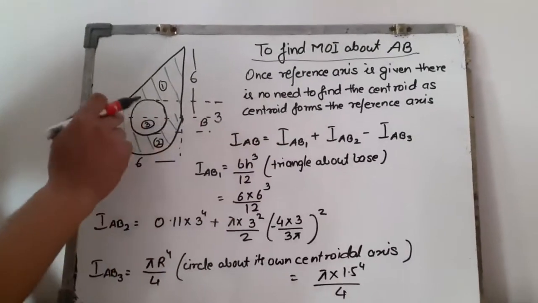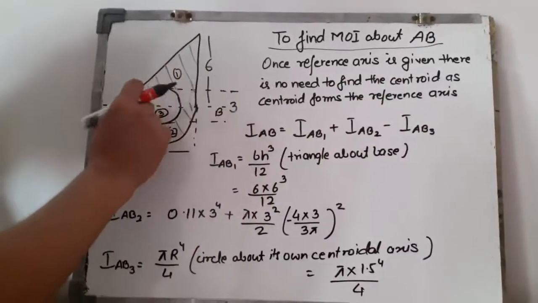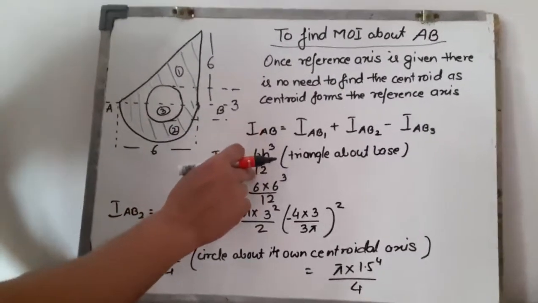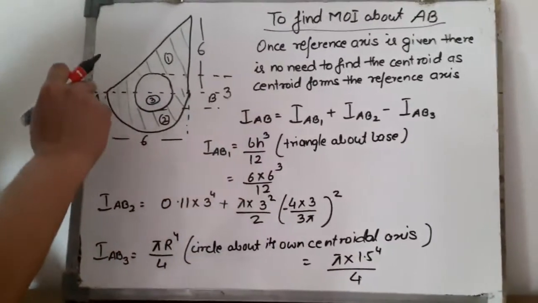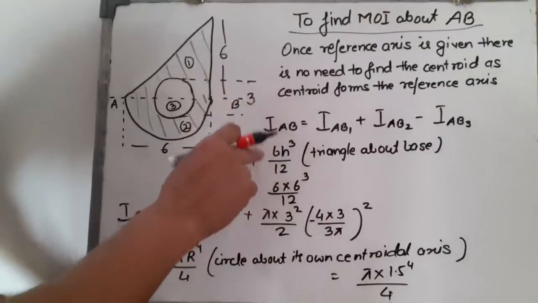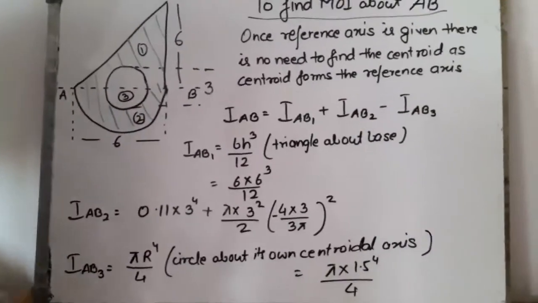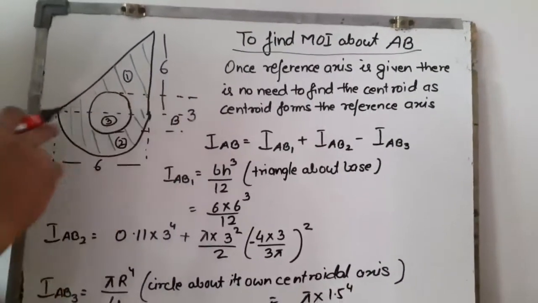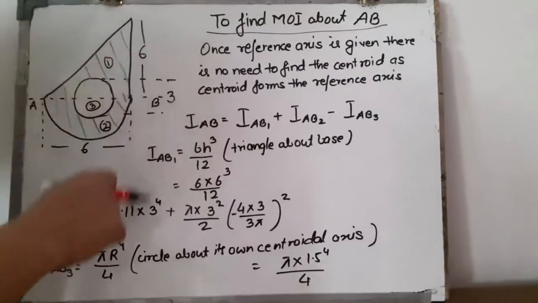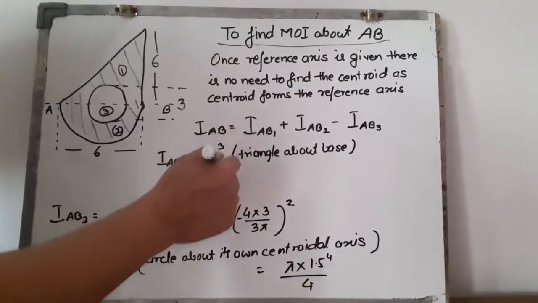So IAB is equal to IAB of 1, the right triangle, plus IAB of 2, the semicircle, minus IAB of 3, the circle. IAB of 1 is BH cube by 12, this we have previously defined, about the base. So AB is the base of the triangle, so it is BH cube by 12. BH cube by 36 is IXX of a triangle, that means it is about the centroidal axis. Here you need to calculate about the base, and the formula for the base we have already calculated. You can remember it or you can shift it using the parallel axis theorem, you will get the same answer. So this is 6 into 6 to the power 3 by 12.